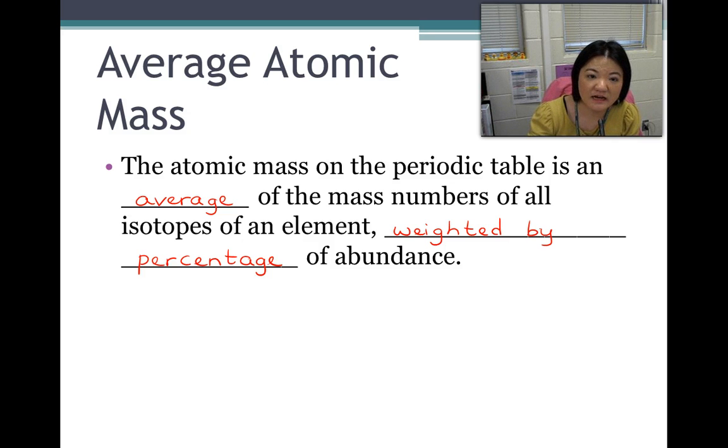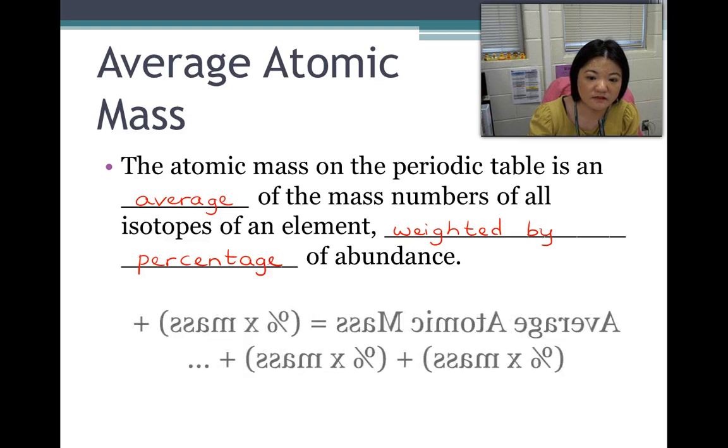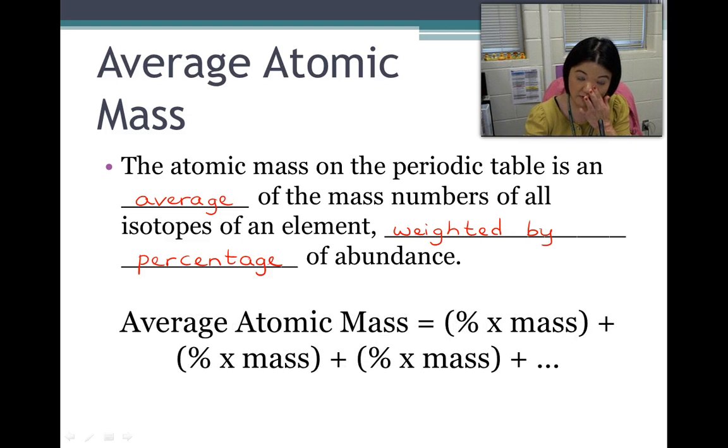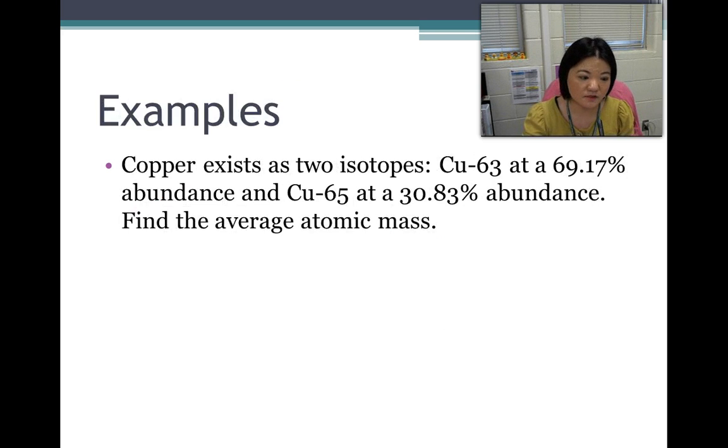Okay? Now how they did this is by using this formula. The average atomic mass is equal to the percent times the mass number of the first isotope, okay, plus the percent times the mass of the second isotope plus the percent times the mass of the third isotope, and so on and so forth. Okay, so if we have 5 different isotopes, then we will do this 5 times and add them all together. Okay, so let's look at some examples here.